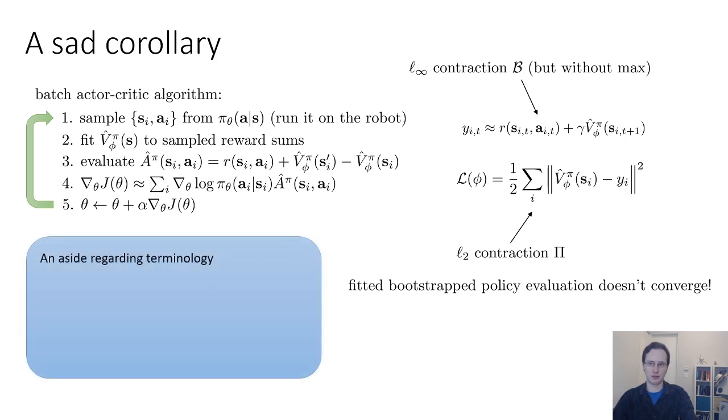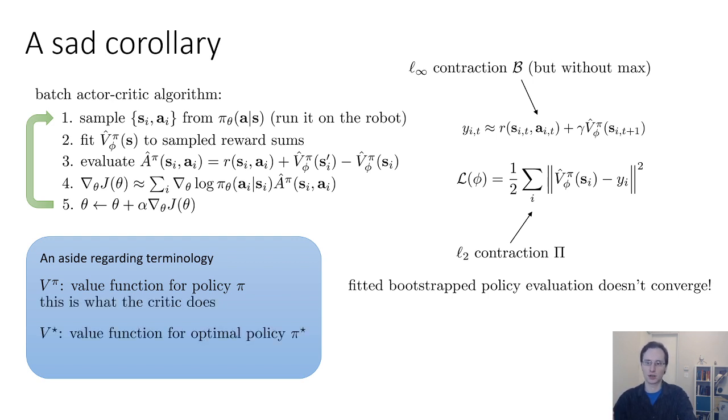And by the way, one aside about terminology. Most of you probably already noticed this, but when I use the term v pi, I'm referring to the value function for some policy pi. This is what the critic does. When I use v star, this is the value function for the optimal policy pi star. And this is what we're trying to find in value iteration.